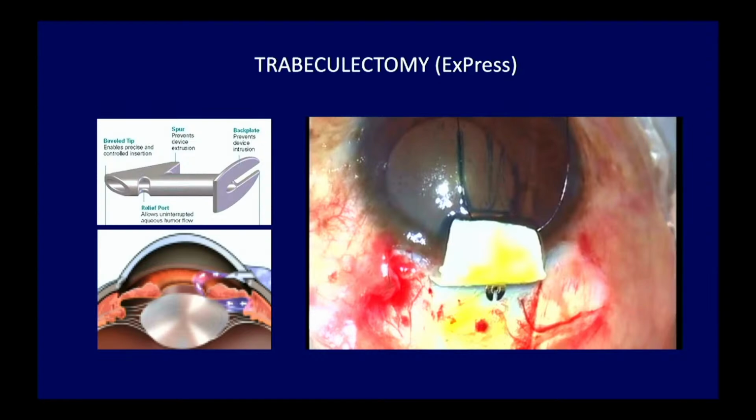And now you can see I'm just checking the patency of the Express shunt with a stain there, and then you see the leakage. So it's just similar to trab. You have to do the same flap, but instead of doing the punch with your Kelly sponge, you are putting this Express implant, which is not only express, it is also expensive. At some point, people saw the results were not any different. Again, you have to use mitomycin, again you have to do needling, again you have to do suturolysis and all that.